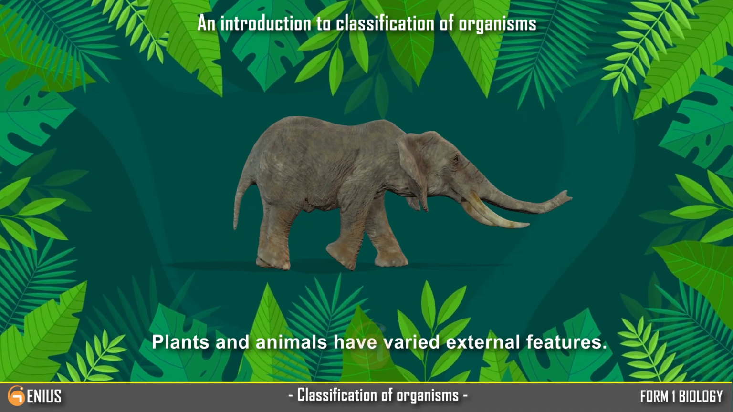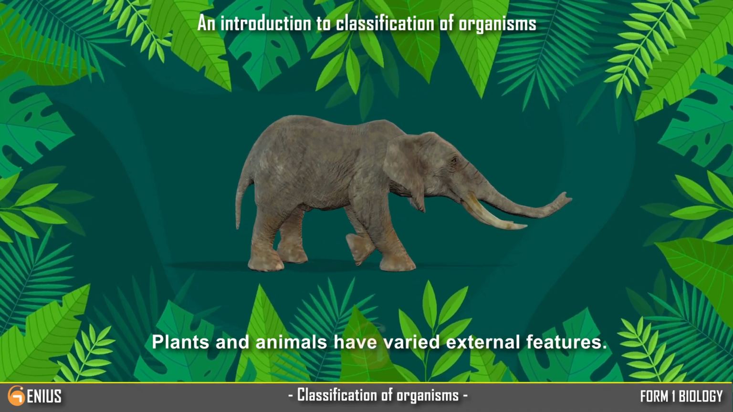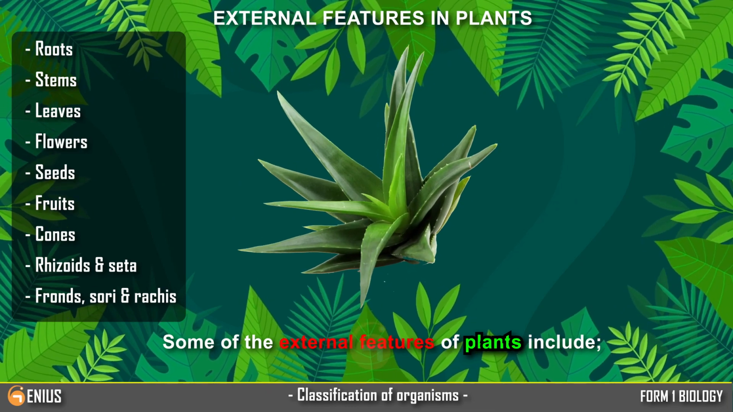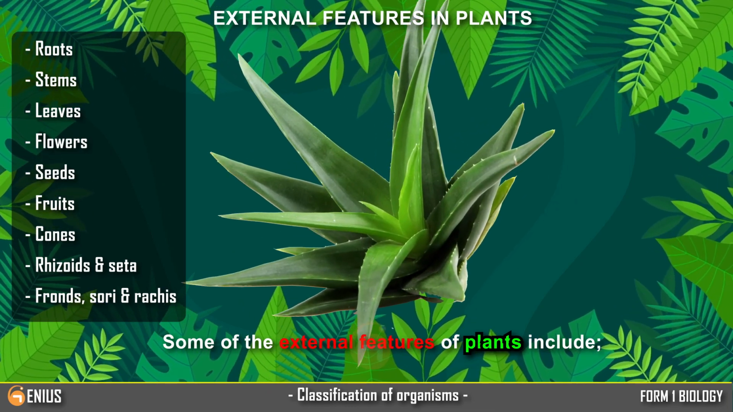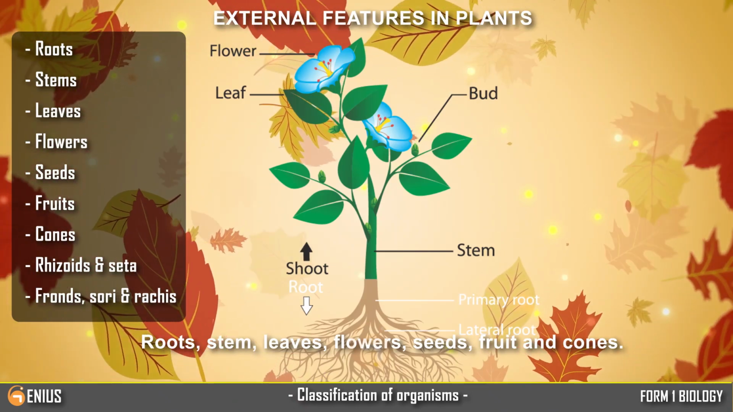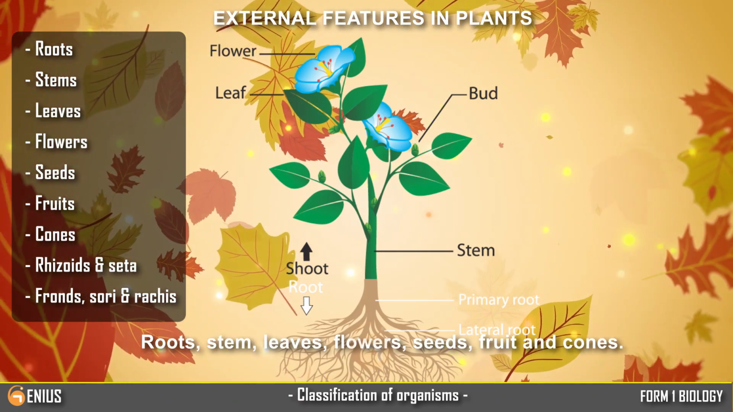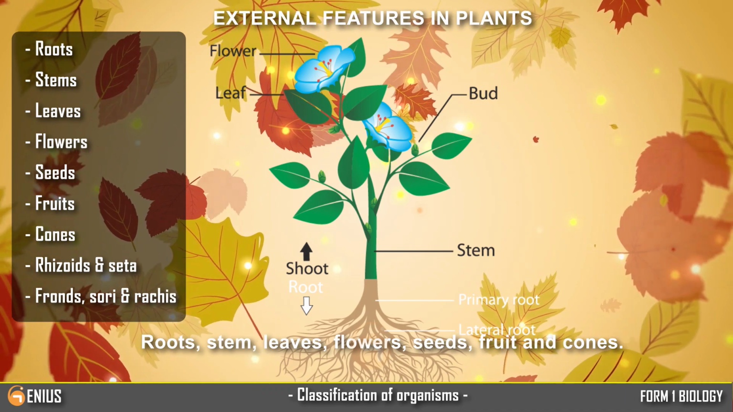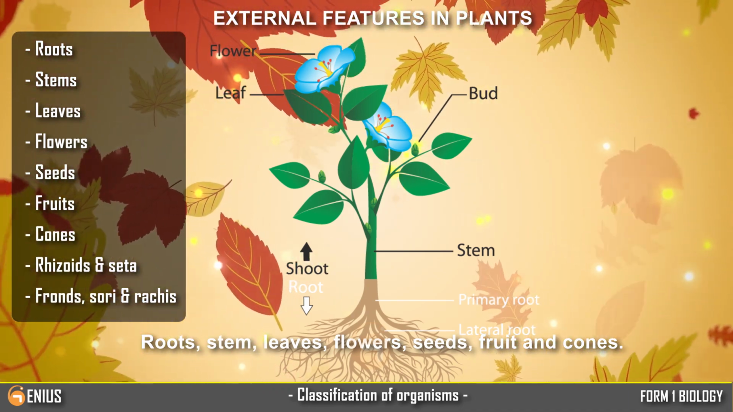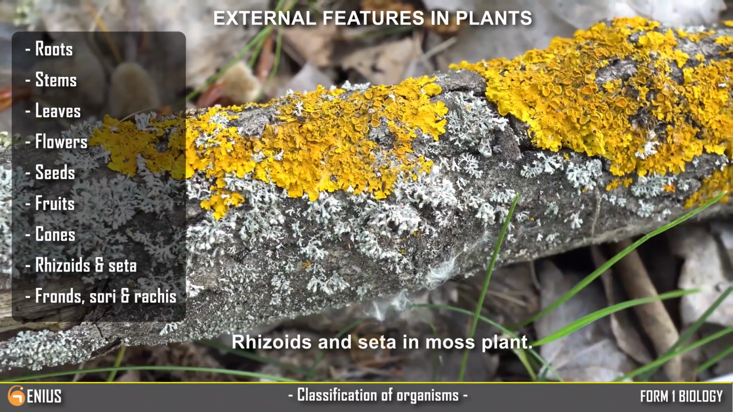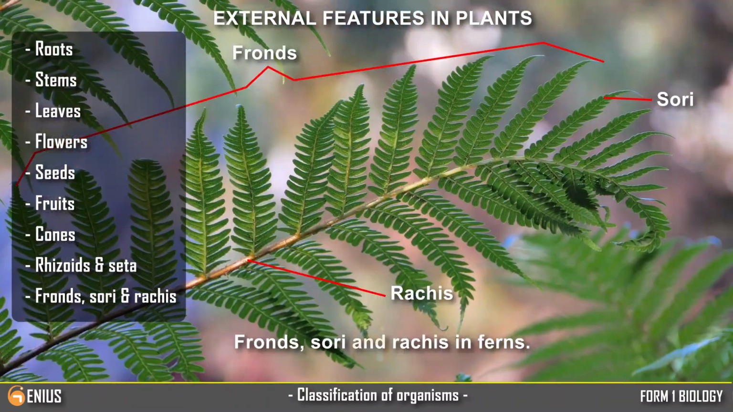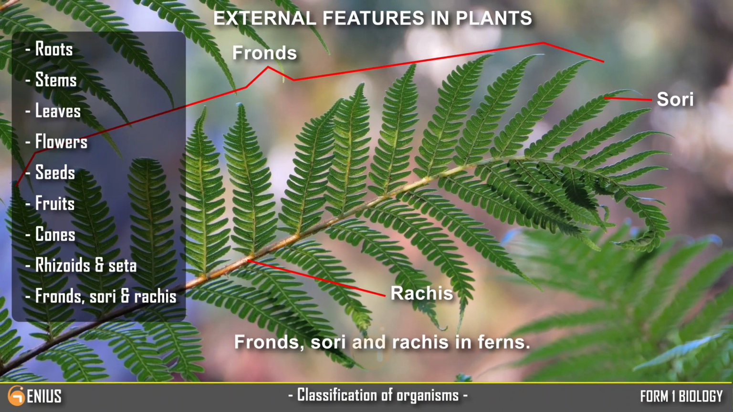Plants and animals have varied external features. Some of the external features of plants include roots, stem, leaves, flowers, seeds, fruit and cones. Rhizoids and seta in moss plant. Fronds, sori and rachis in ferns.